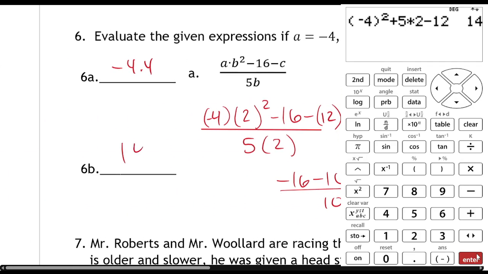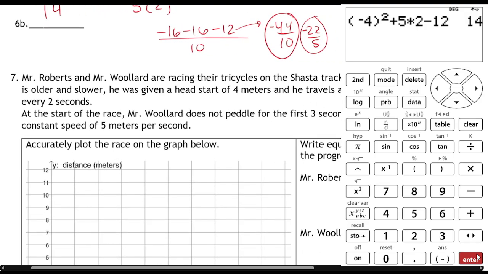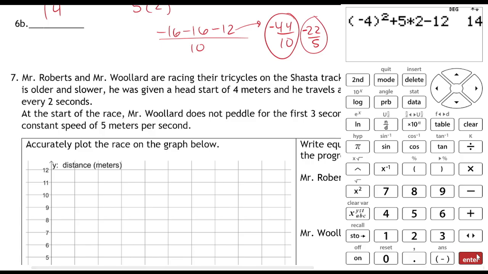All right. Second to the last problem. Mr. Roberts and Mr. Woolard are racing their bicycles on the Shasta High track. They're souped up bikes. They go fast. Because Mr. Roberts is clearly older and slower, he was given a head start of 4 meters. It's not cheating if you're old. And he travels at a speed of 3 meters every 2 seconds.